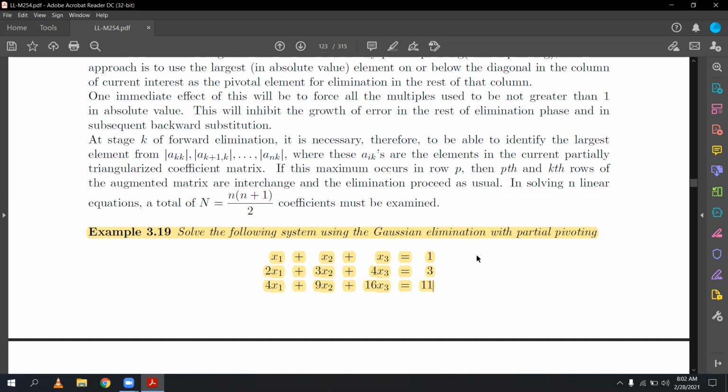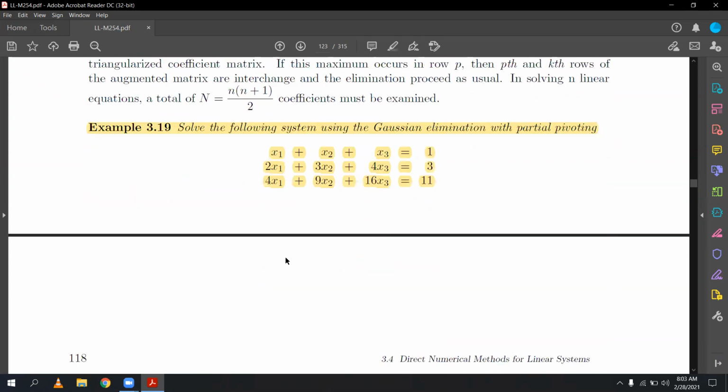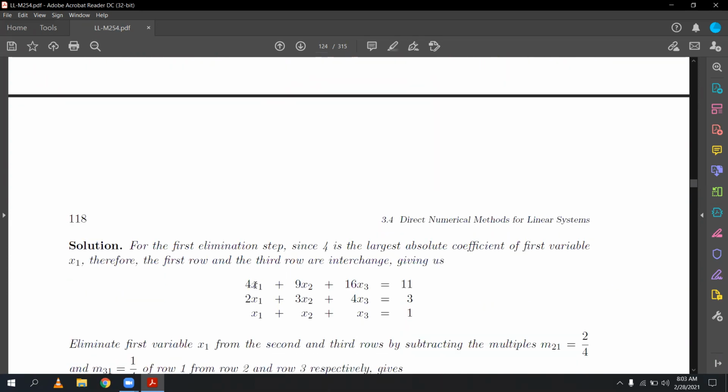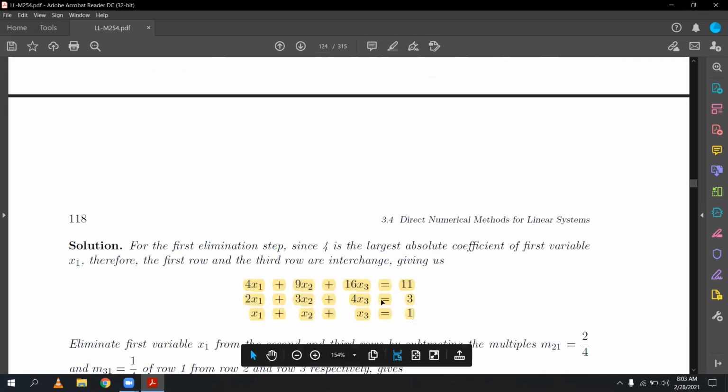But in the case of partial pivoting, what do we choose? We choose in the first column which element is biggest in the absolute sense. So 4 is the maximum, so we take 4 as our first diagonal element. We replace the last equation by the first one, and we have this shape now. Now the rest is the same thing.